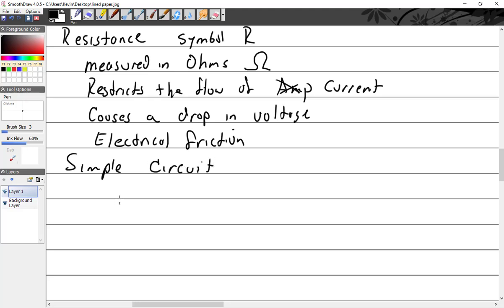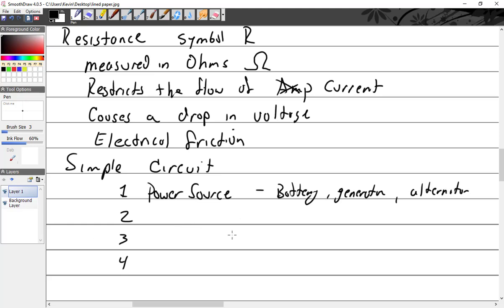All right, then we talked about a simple circuit. I say it must contain 4 things, and they are? Power supply, power source. Conductor. What can I have for a power source? Battery, generator, alternator.